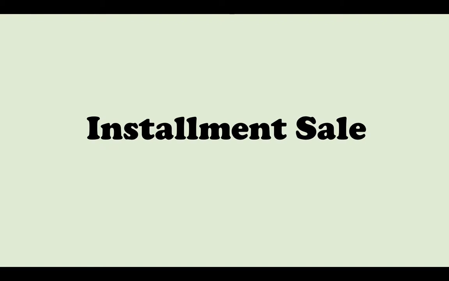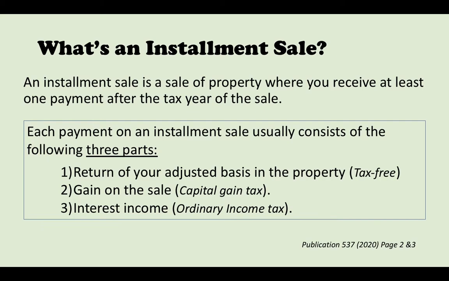Hey, in this video, I'm going to talk about installment sale. So, what is an installment sale? This is from the IRS Publication 537 in 2020, pages 2 and 3. Basically, the IRS says an installment sale is a sale of property where you receive at least one payment after the tax year of the sale.